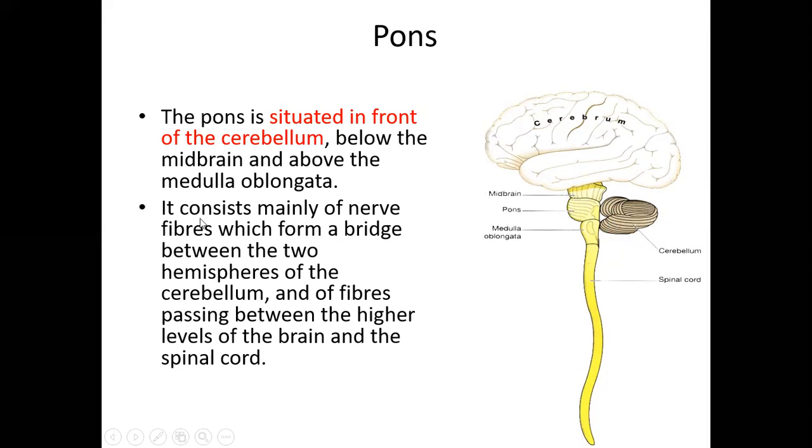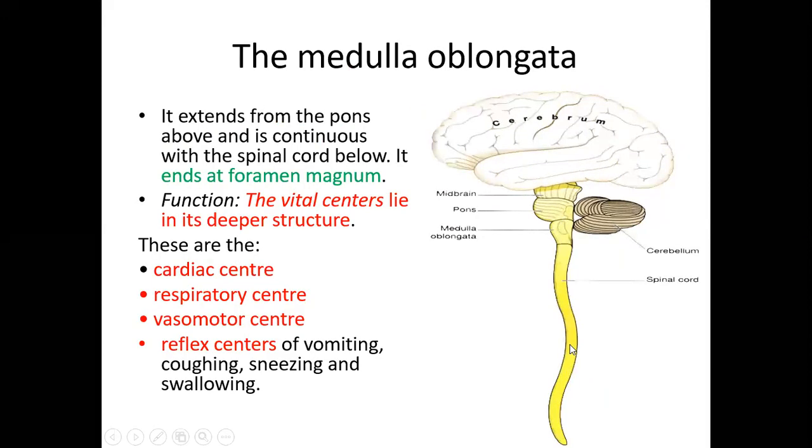It consists mainly of the nerve fibers which form a bridge between the two hemispheres of the cerebellum and of fibers passing between the higher levels of the brain and the spinal cord. So all these fibers which are passing through the midbrain also pass through the pons and the medulla oblongata. Now coming to the medulla oblongata, apart from the fibers which I said will be ascending and descending, passing through it, it has some very important parts.